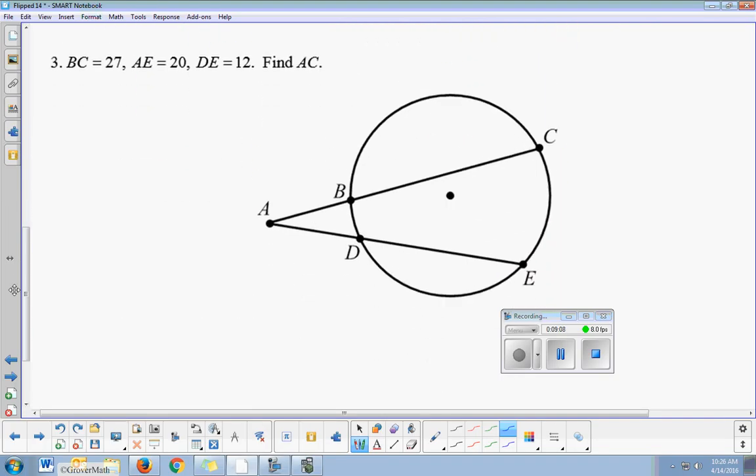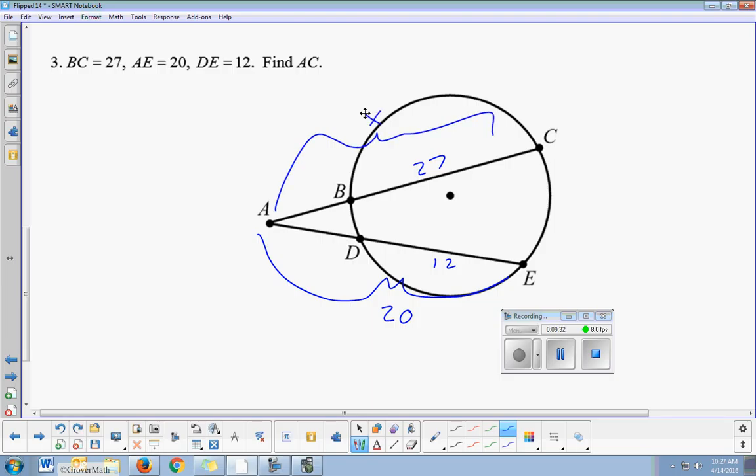One more. BC is 27. AE, this whole thing is 20. BC is 27. AE is 20. This is clearly not drawn to scale. That's okay. DE is 12. Find the length of AC.